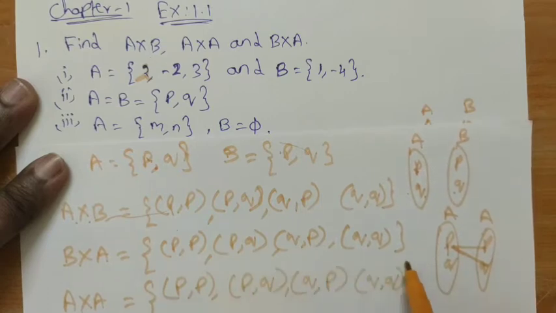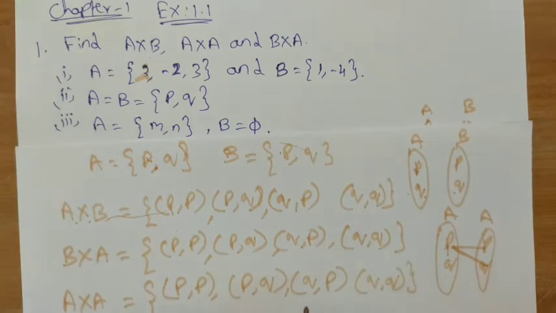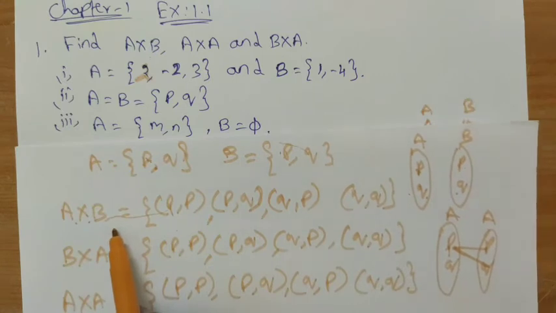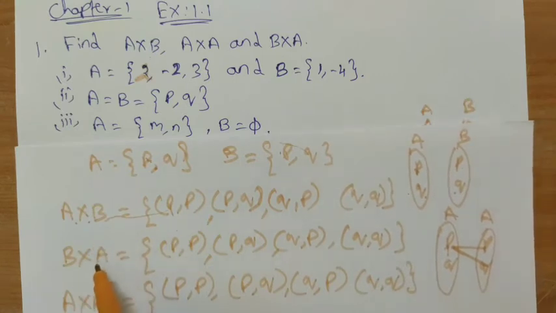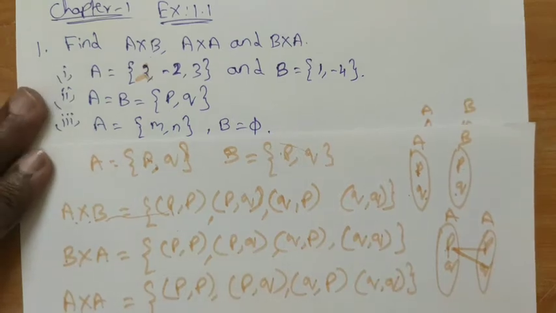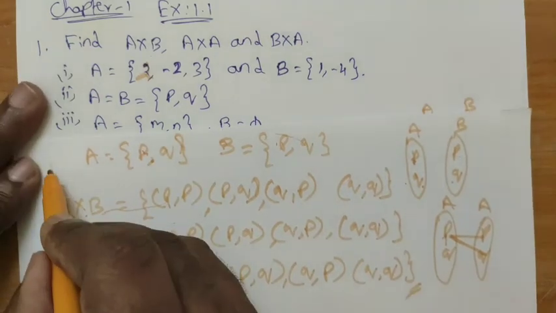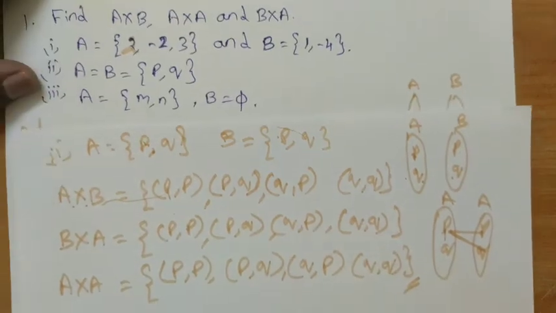So when the sets are equal, then A into A or B into B or A into B or B into A, all the terms, all the Cartesian products must be equal. So this is the Roman number 2 answer. Next we see the Roman number 3.